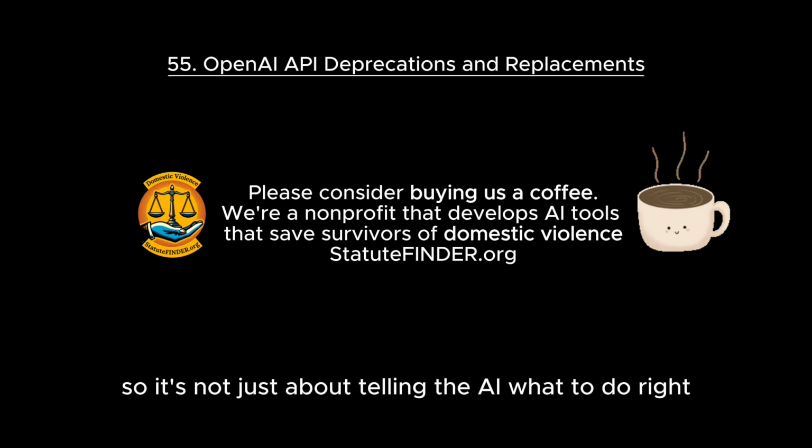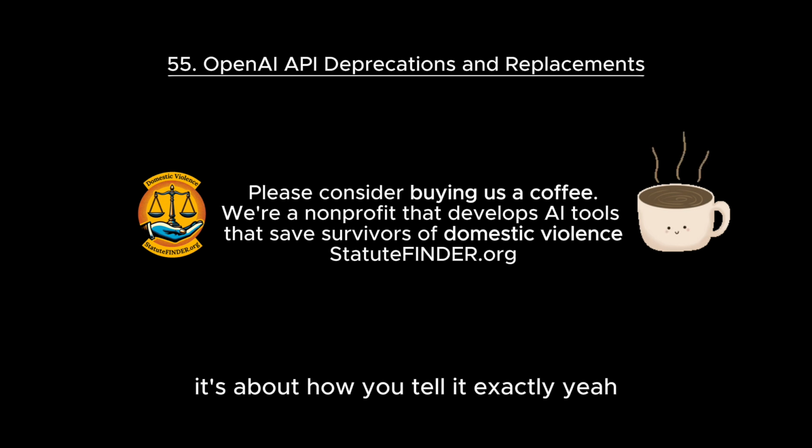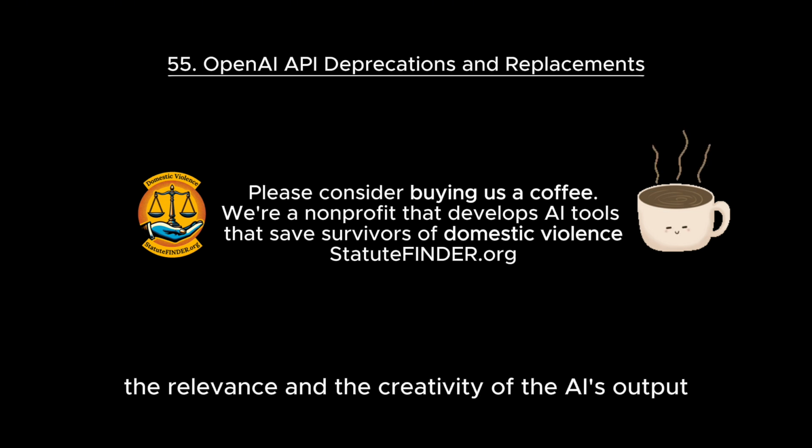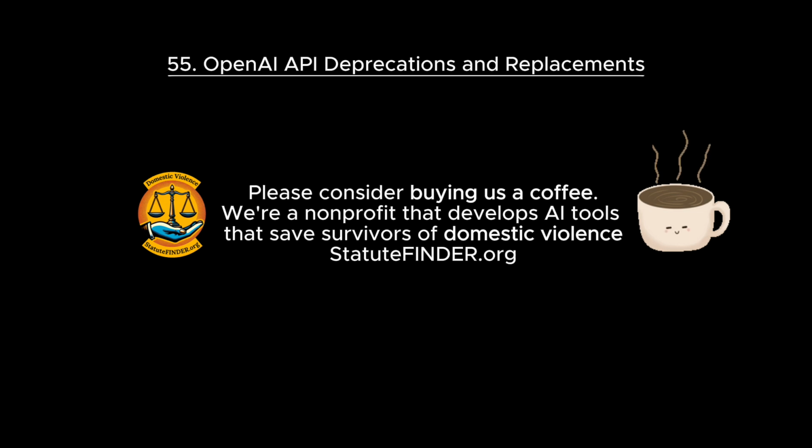So it's not just about telling the AI what to do. It's about how you tell it. Exactly. The way you phrase your prompt can significantly impact the quality, the relevance, and the creativity of the AI's output. Can you give me an example?